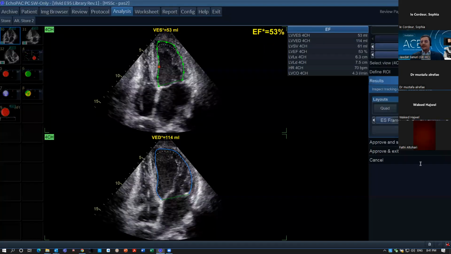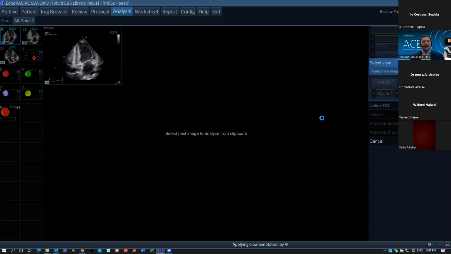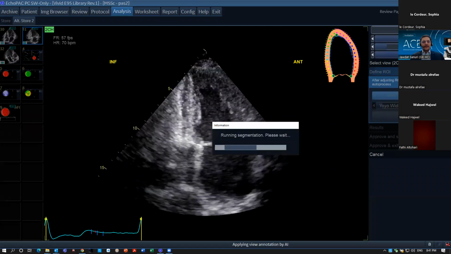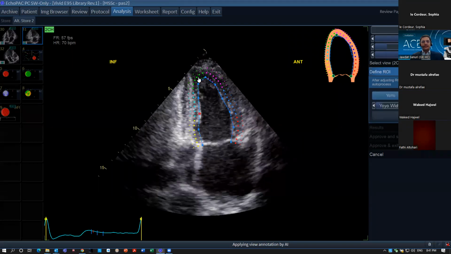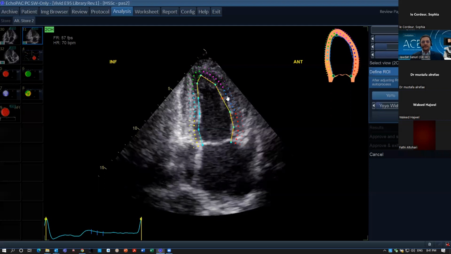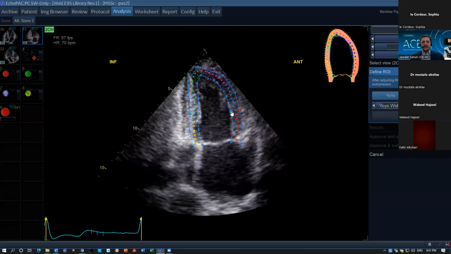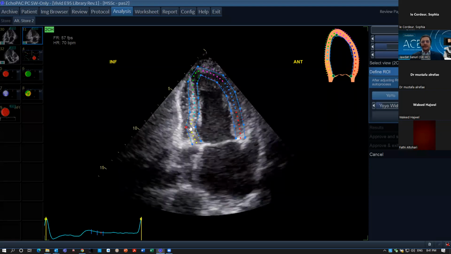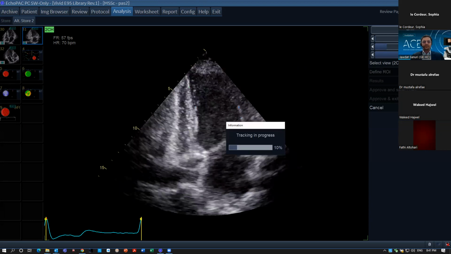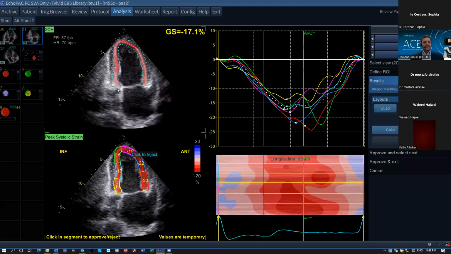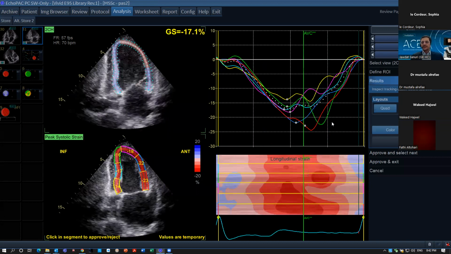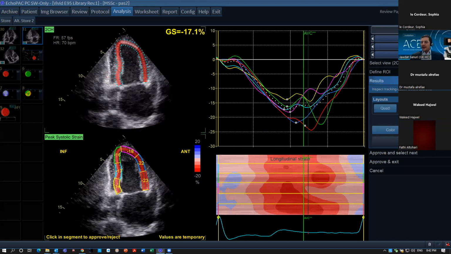Okay, so here's the 4-chamber. So we can go to approve and select next. Then we can go to the 2-chamber, and AI recognizes this is a 2-chamber and has drawn the region of interest. Again, we can adjust to make sure that we have the endocardium from the 2-chamber, and then process. Again, you see the peak systolic strain for each value, you can check the quality of the speckle tracking, and you can check the waveforms. Happy with that, approve and select next.